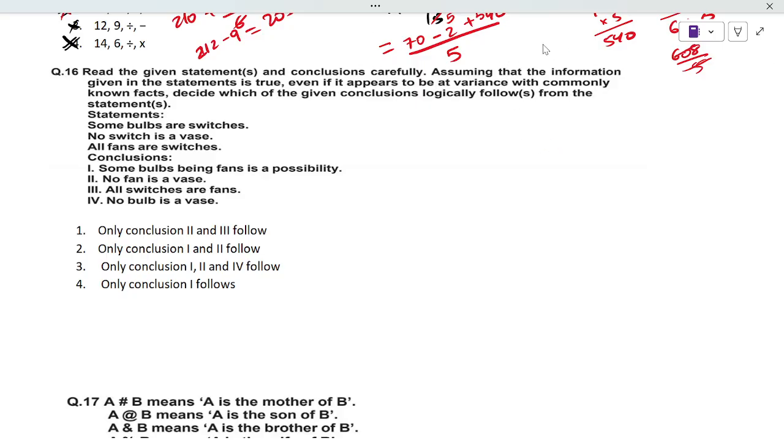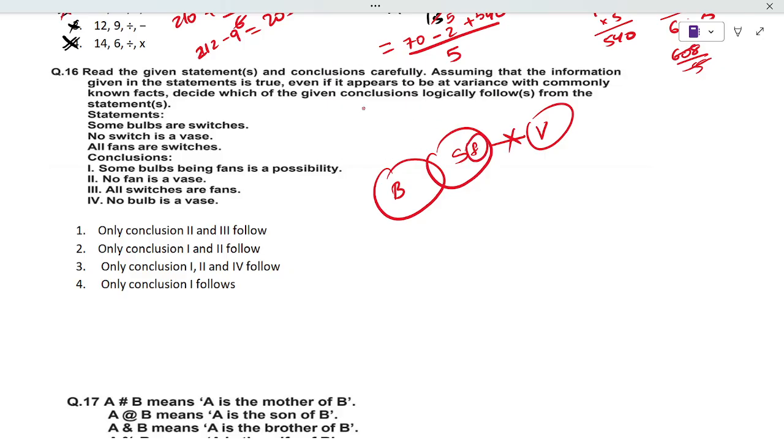Okay, next one is from syllogism. So syllogism, this is reasoning. I brought only reasoning questions for this part 1. So here some bulbs are switches. So some part of bulb belongs to switch, and no switch is was. So they have no relation. All fans are switches. So all the fans belong to switch.